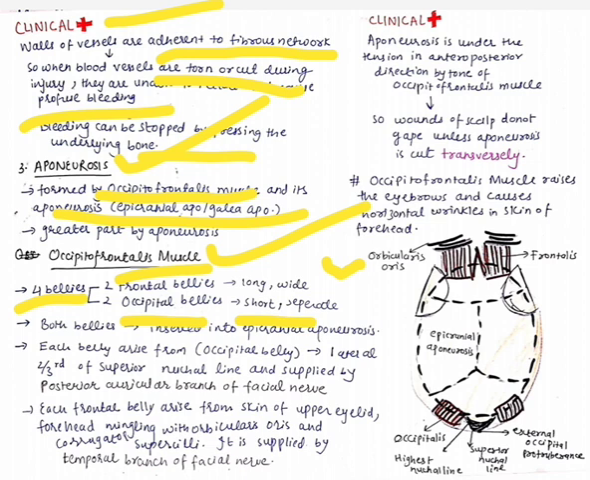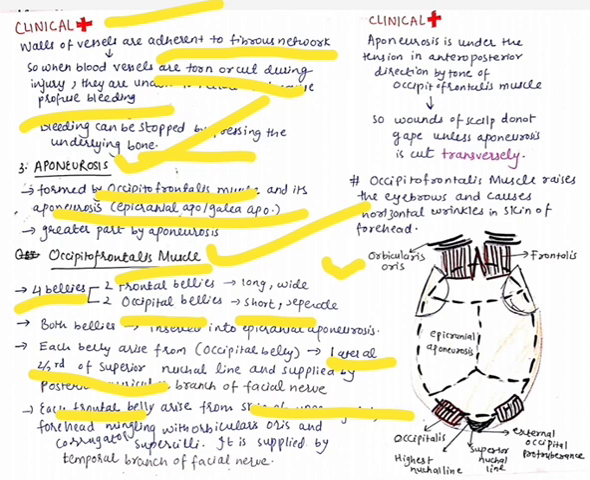The occipital belly arises from the lateral two-thirds of the superior nuchal line, and is supplied by the posterior auricular branch of the facial nerve, whereas the frontal belly arises from the skin of the upper eyelid and forehead, mingling with the orbicularis oculi and the corrugator supercilii, and is supplied by the temporal branch of the facial nerve. Here we have to learn the origin and the nerve supply. The occipital belly originates from the lateral two-thirds of the superior nuchal line, and is supplied by the posterior auricular branch of the facial nerve.